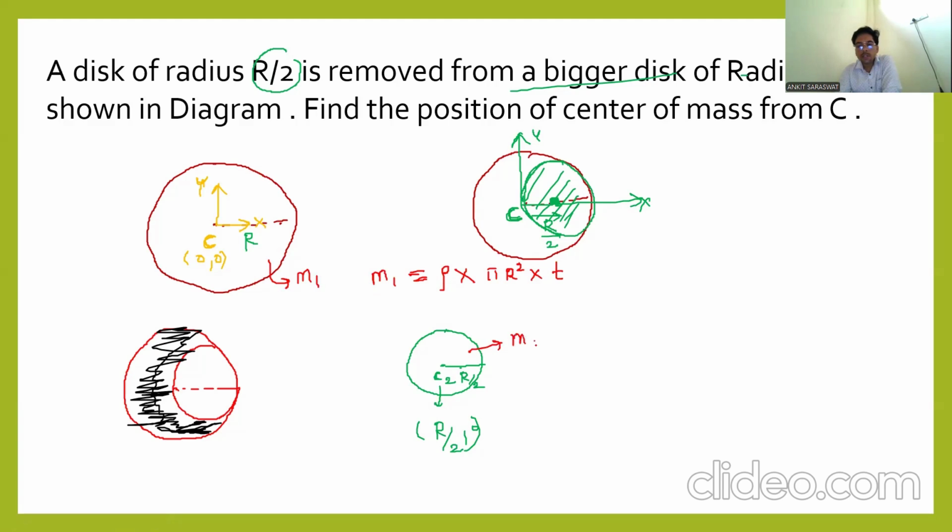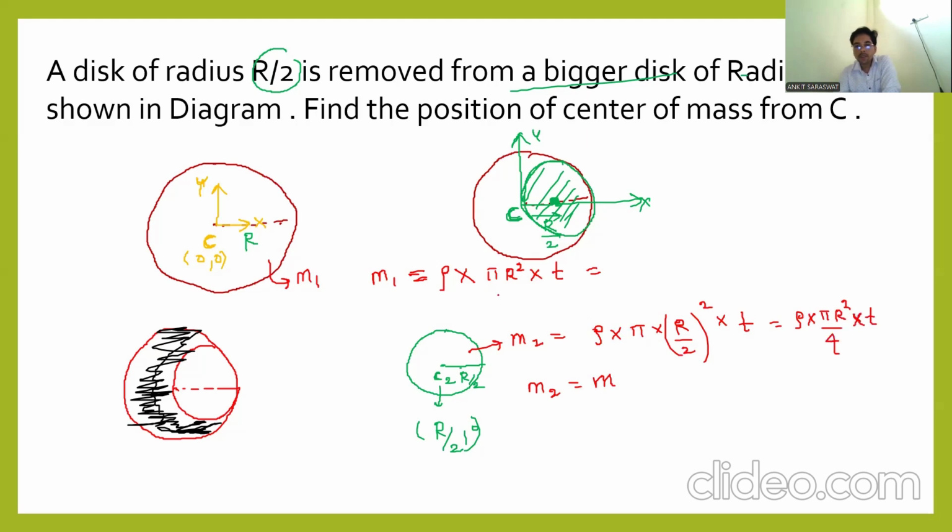Similarly, for this cut portion, the mass will be, because we are cutting this portion from the same bigger disk, the density will remain the same. Its area is pi, radius will be r by 2, multiplied by thickness. So please tell what is the relation between these. If M2 is M, then what is M1? It is rho pi r square multiplied by t by 4.